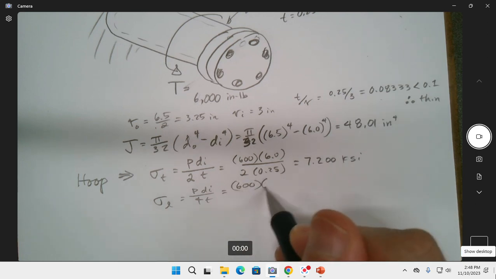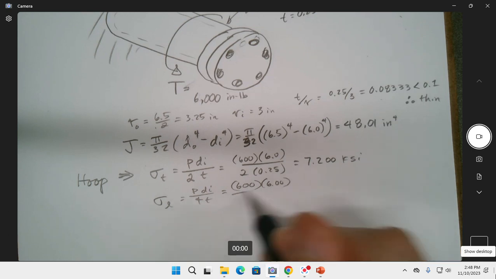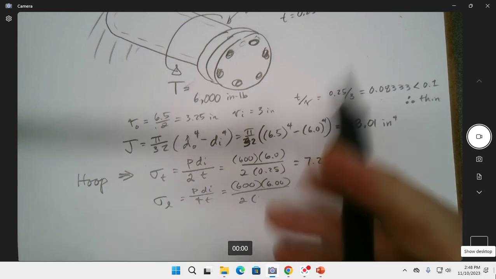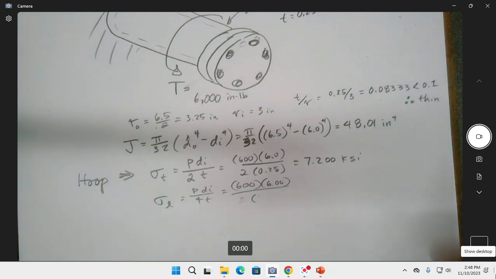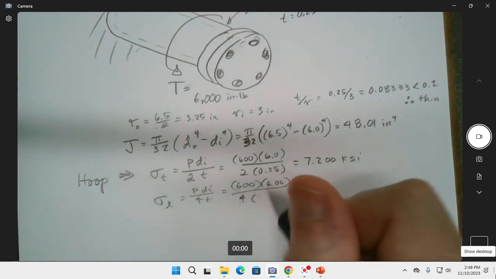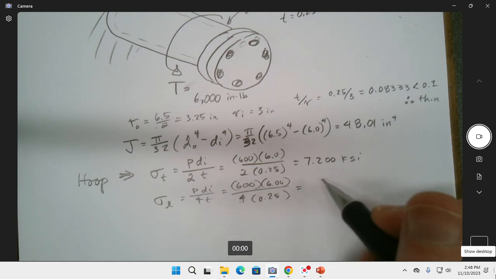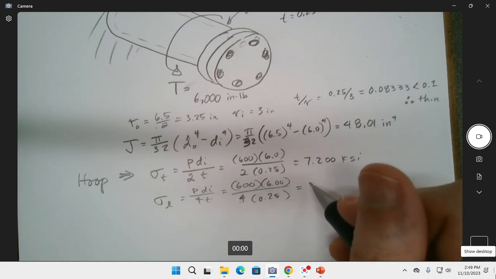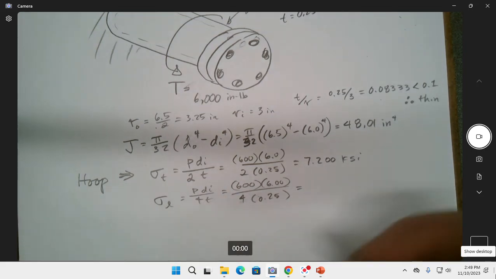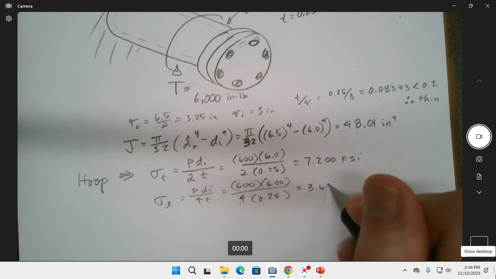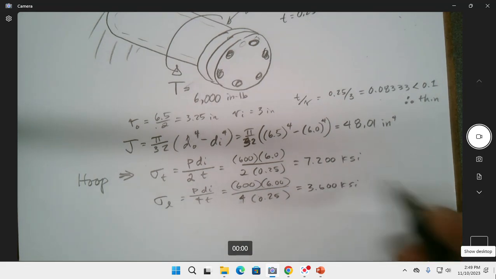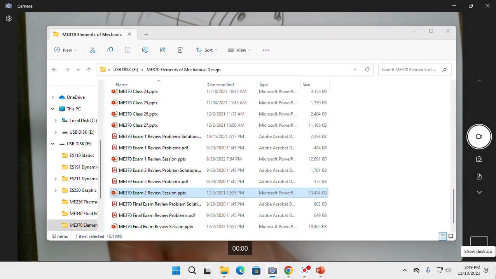600 times 6, divided by 4, divided by 0.25. So that'll be 3.6 KSI. And then we're going to have the, that was the longitudinal. Then we have the torsion.